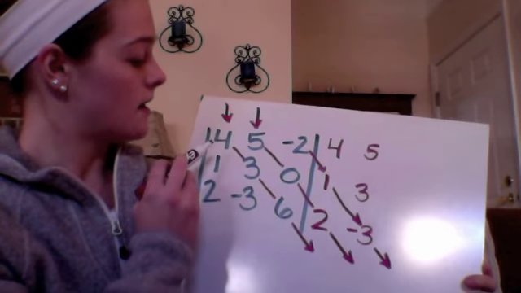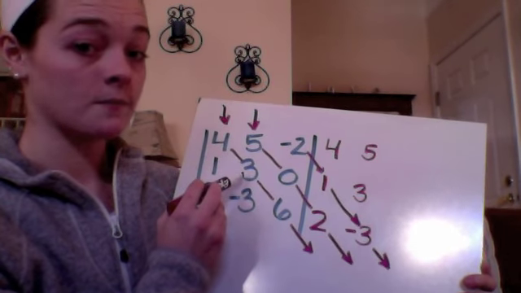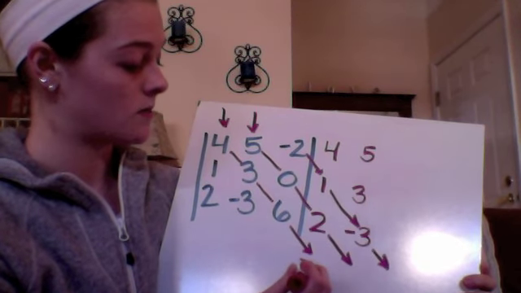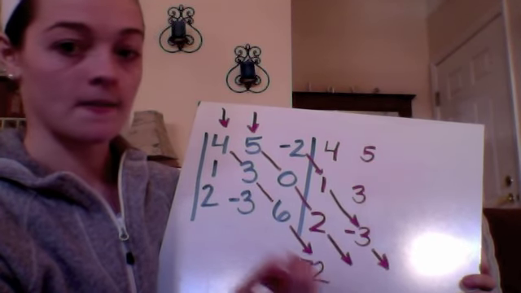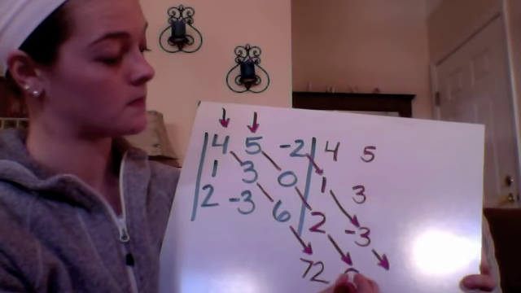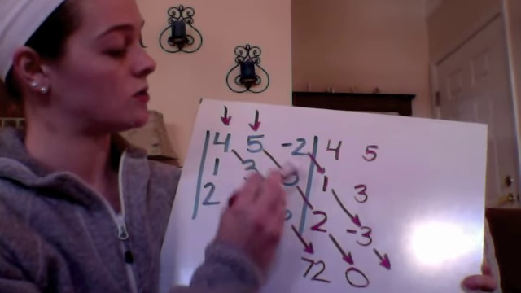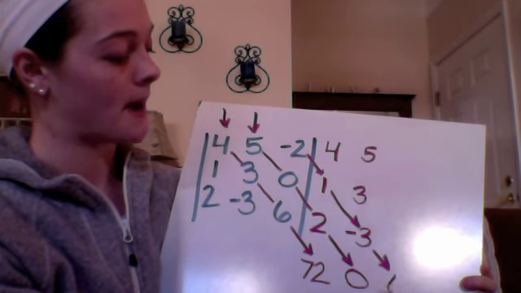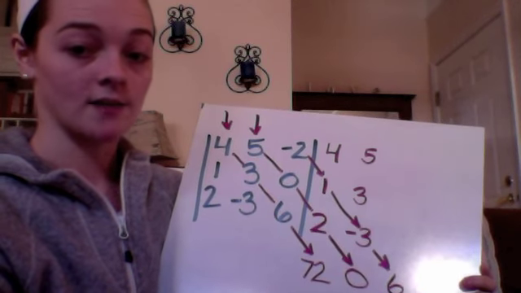Alright, so 4 times 3 is 12. And 12 times 6, well, that's going to be 72. Alright, 5 times 0, okay, well, there's a 0, so it's automatically going to be a 0. And lastly, negative 2 times 1 is negative 2, times negative 3, well, that'll be a positive 6. Okay, so those are my downwards.